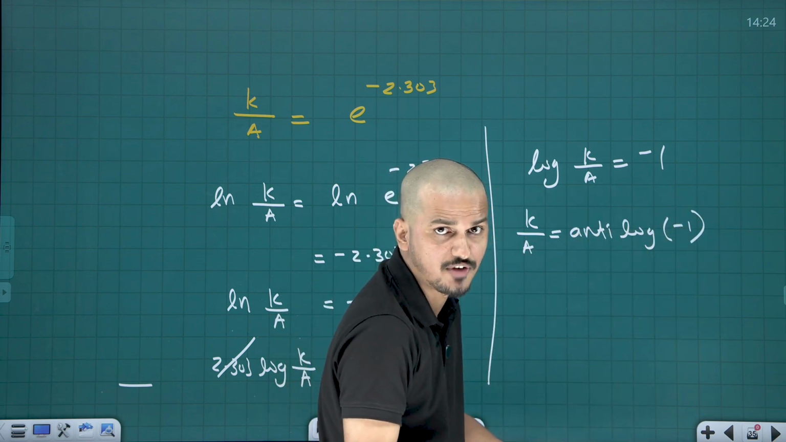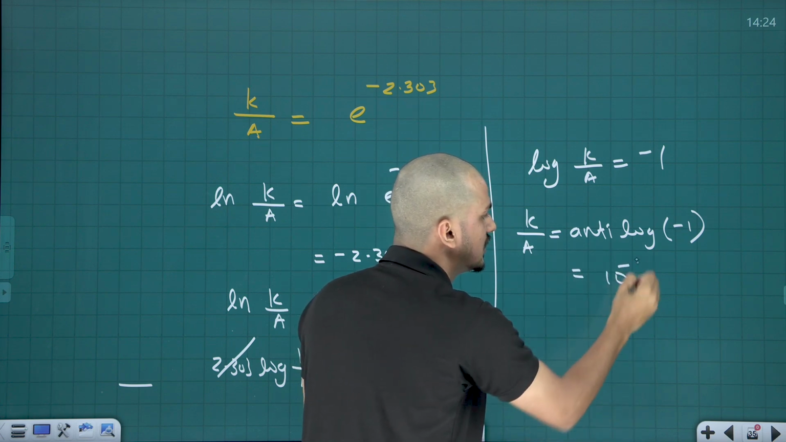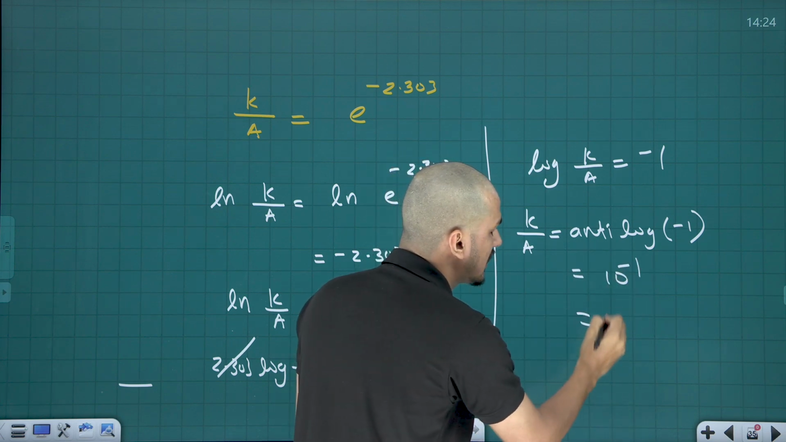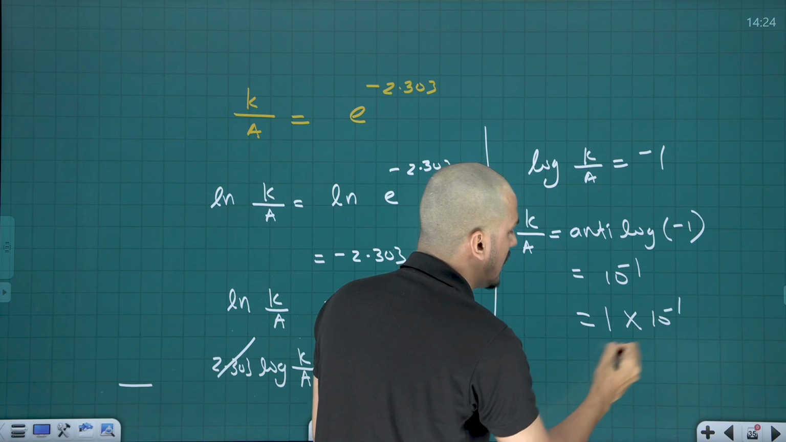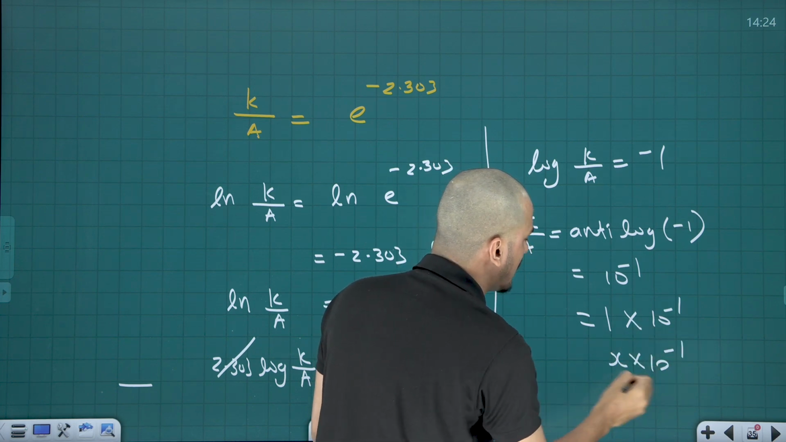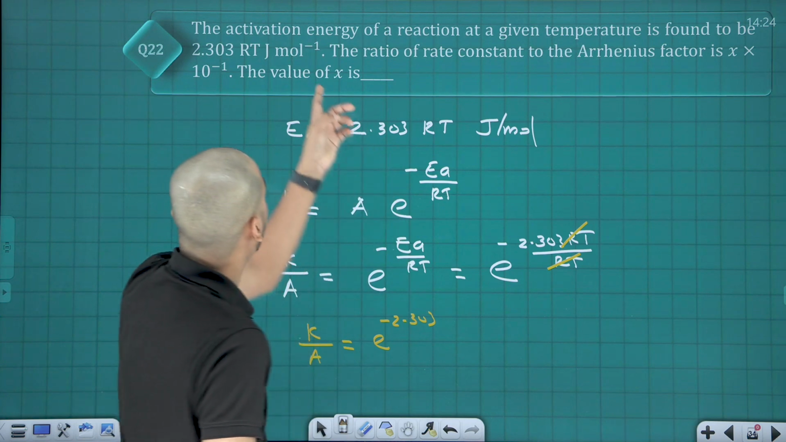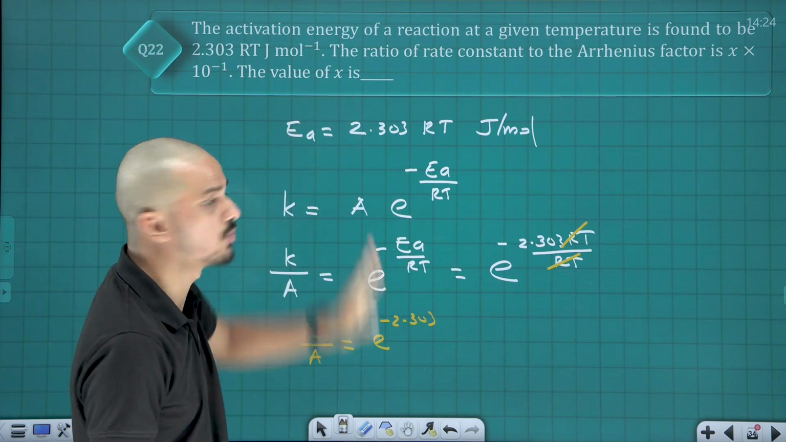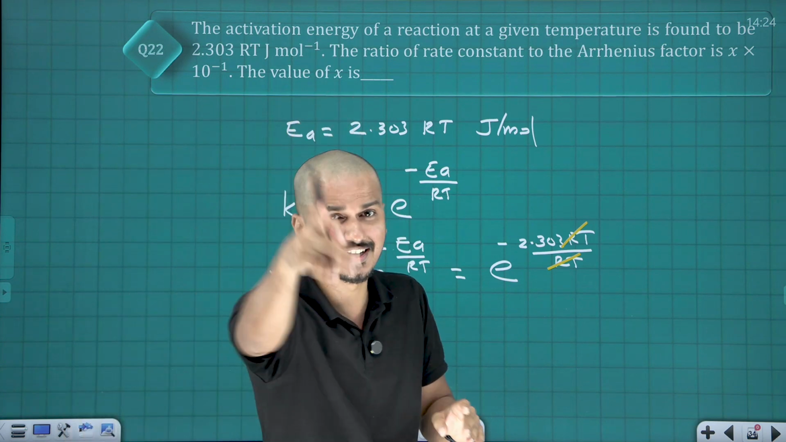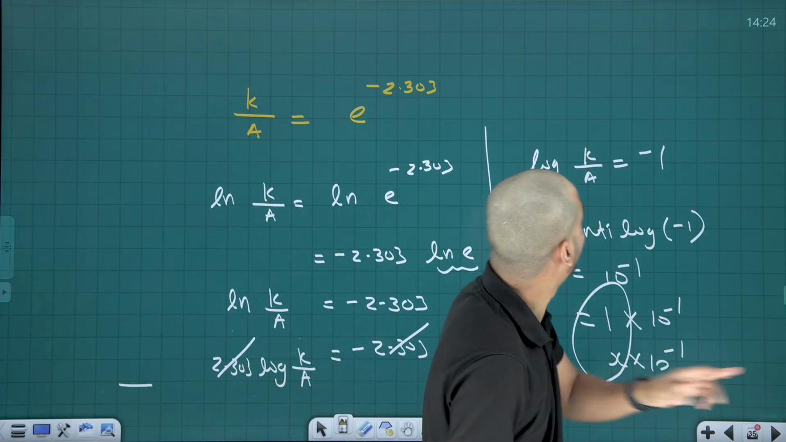What is the anti-log of x? It is 10 raised to x. So this is 10 raised to minus 1. This is of the type 1 into 10 raised to minus 1, which means x into 10 raised to minus 1. So x equals how much? 1. That's the question: what is the value of x? x is 1. Okay, we did it. Yes, we can move to the next question.